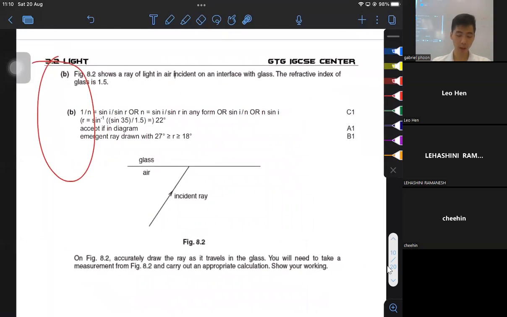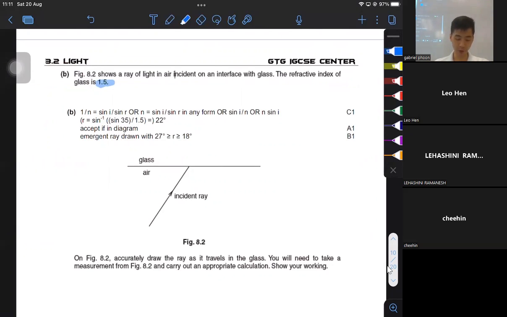Okay. Then from here, this last part, before we move on to the next chapter here. I see some of you guys did not do it. Guys, what does the question want from you on figure 8.2? Show a light ray in the air incident to the interface with glass. The refractive index is 1.5. This is the first useful information they give you.